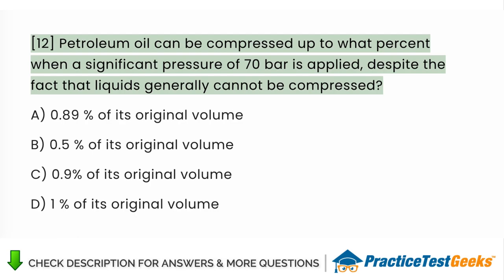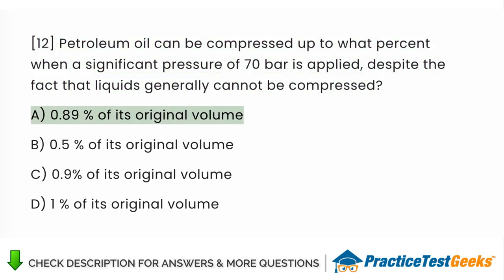Petroleum oil can be compressed up to what percent when a significant pressure of 70 bar is applied, despite the fact that liquids generally cannot be compressed? A. 0.89% of its original volume. B. 0.5% of its original volume. C. 0.9% of its original volume. D. 1% of its original volume.